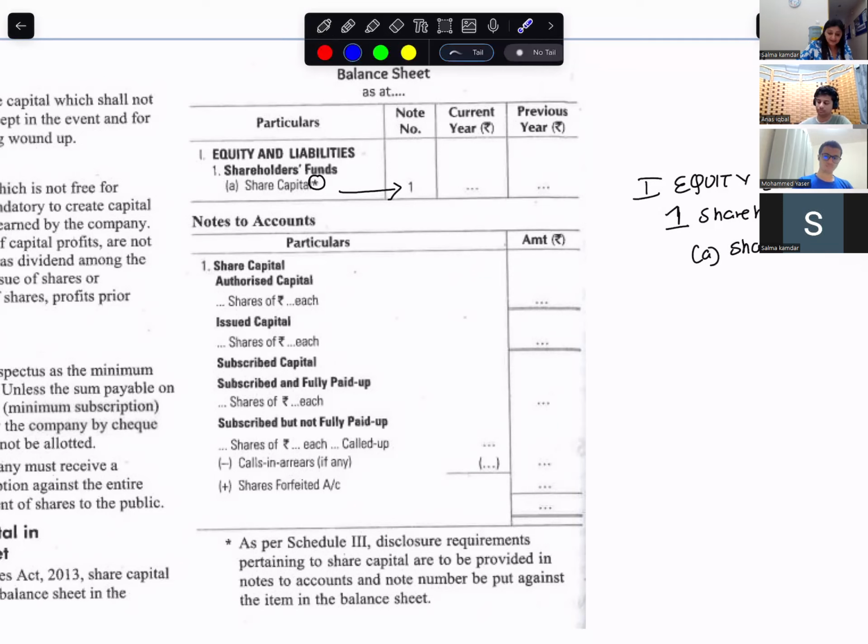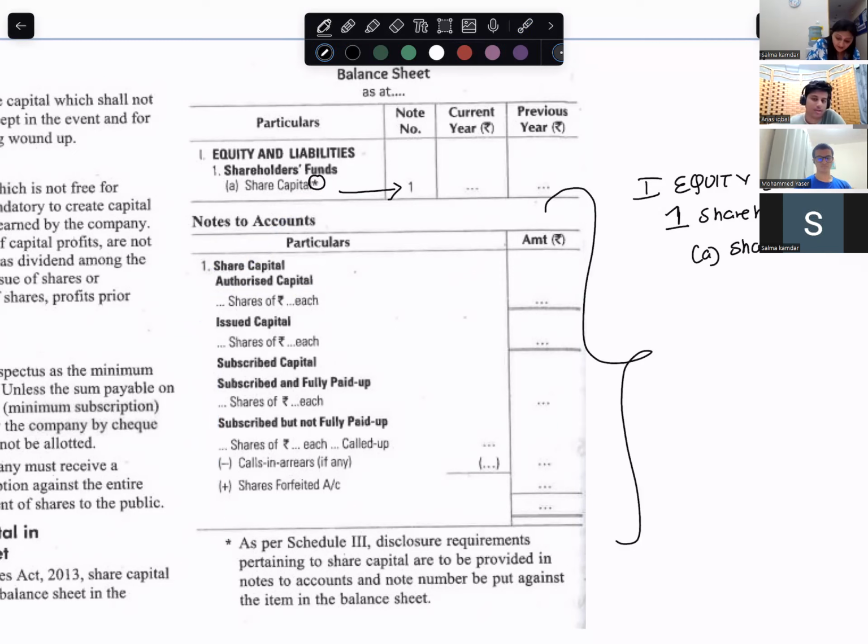Now in share capital, you have all these notes to account. The notes to account is for share capital. So it will have authorized capital, issued capital, subscribed capital, subscribed and fully paid up, subscribed and not fully paid up. Are you with me? Whatever capital is there, it has to be a part of it. Even if no information is there, this should be made.